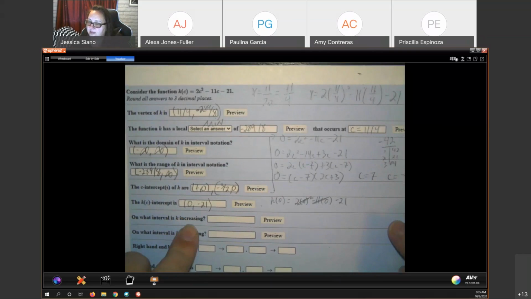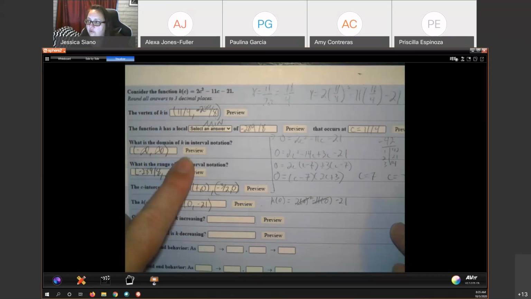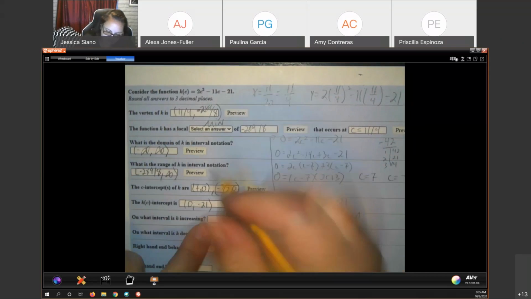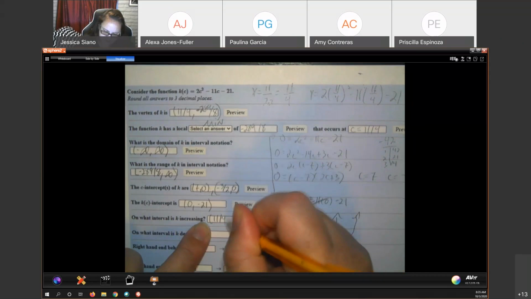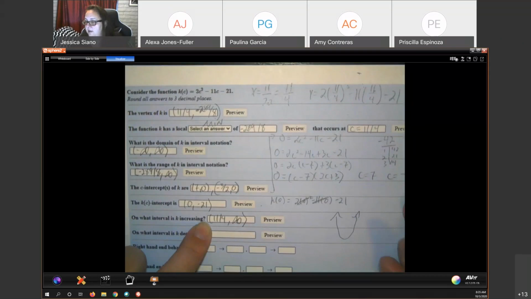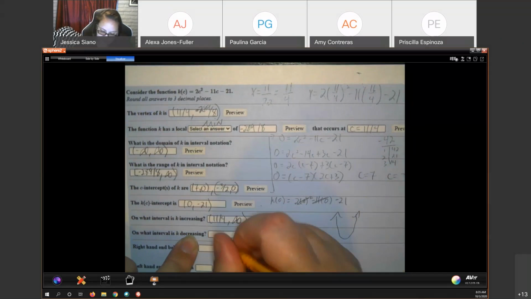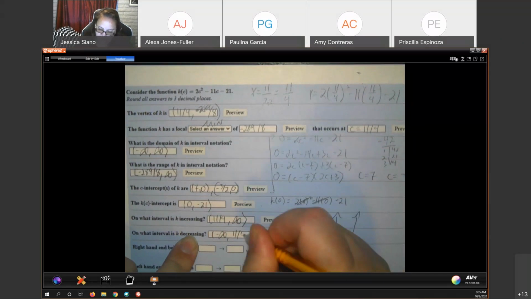A parabola that opens up is increasing to the right of its vertex. It's shaped like this. So we would say from the vertex and to the right. A parabola that opens up is decreasing on the left side of its vertex. So this would be from negative infinity until 11/4.